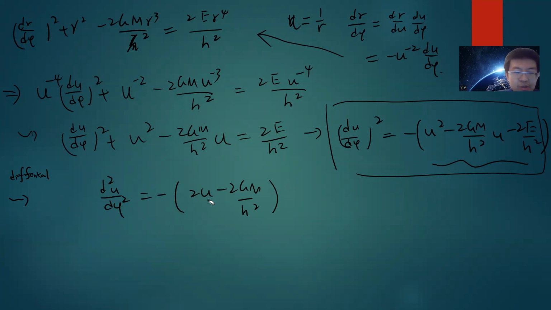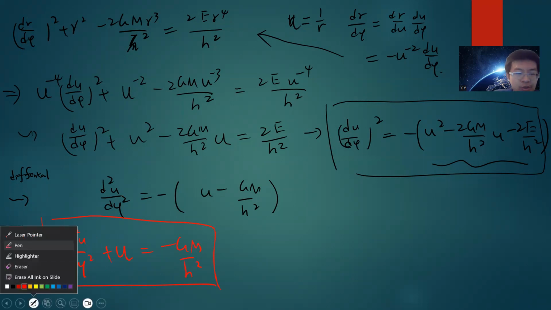And delete this 2. Okay, so what we can get is this equation: d squared u over d phi squared plus u equals negative GM divided by h squared. Okay, and this is simple to solve, right? Because this is just a second-order differential equation, but comes with just a constant term. Okay, so let's quickly solve it.